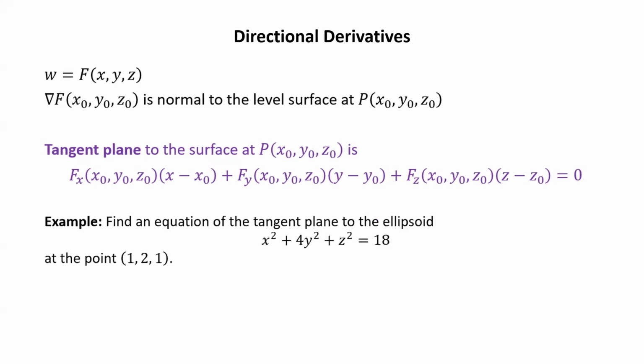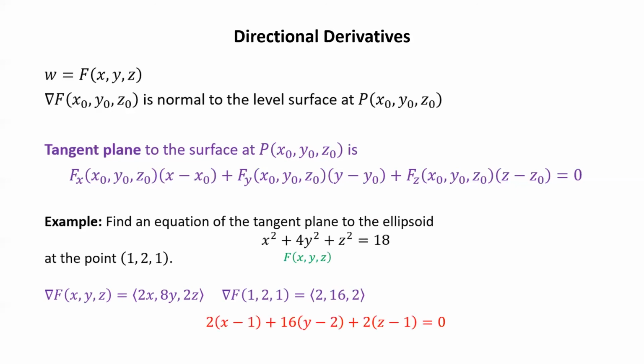Let's try an example. Go ahead and pause the video. Try this example yourself first, and then resume the video. Find an equation of the tangent plane to the ellipsoid x squared plus 4y squared plus z squared equals 18 at the point (1, 2, 1). So we'll call capital F of x, y, z x squared plus 4y squared plus z squared. Then the gradient of F at (x, y, z) is (2x, 8y, 2z). And if we plug the point (1, 2, 1) into the gradient, we get (2, 16, 2).